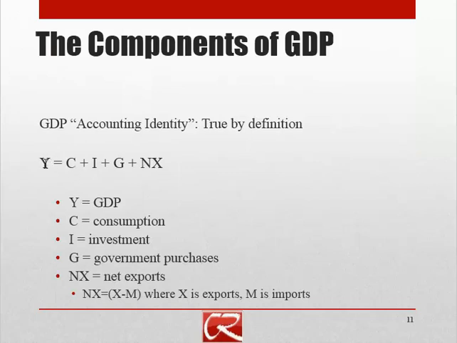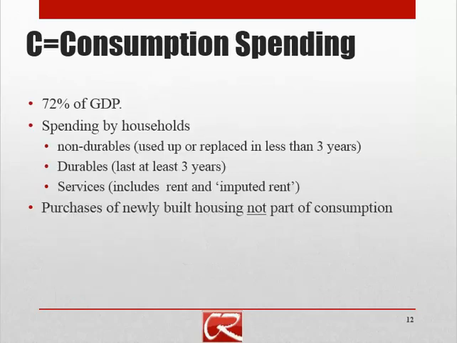And the idea is that GDP, which we use Y for here, equals consumption spending plus investment spending plus government spending on goods and services plus net exports. And net exports are exports minus imports. So let's talk about each of those a little bit more.